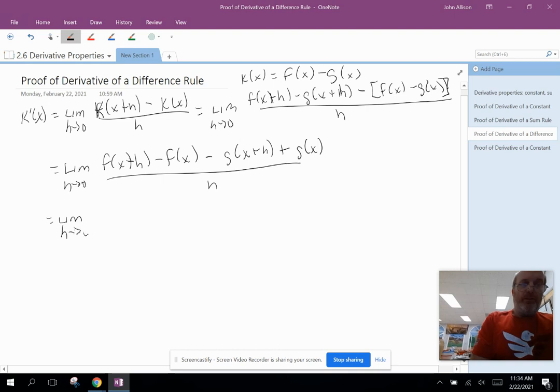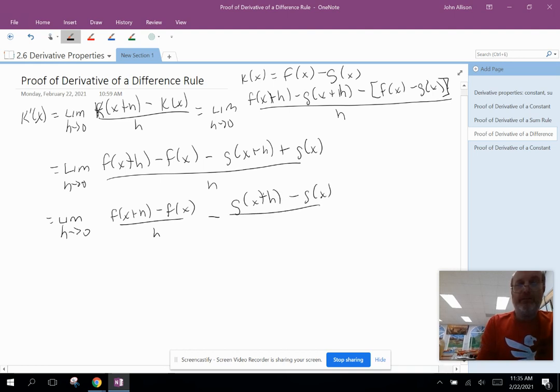which is the limit as h goes to 0. If I pull that negative out, write this as two fractions and pull the negative out of the second one, I get f of x plus h minus f of x over h minus g of x plus h minus g of x over h. If I distribute this negative, I get negative g of x plus h plus g of x. So this is correct, which is just the limit definition of the derivative of f of x minus the limit definition of the derivative of g of x.